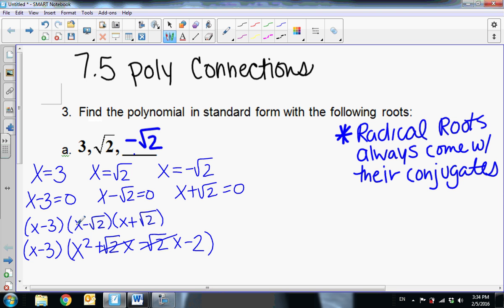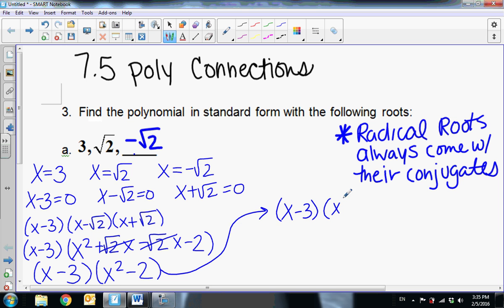All right, then we know these cancel. That is not a coincidence. This was a minus b times a plus b, which is always going to give us a squared minus b squared. So this is x minus 3 times x squared minus 2. But we're not done because we want the polynomial in standard form. So we're going to keep multiplying that out. Let's double distribute that: x cubed minus 2x minus 3x squared plus 6.